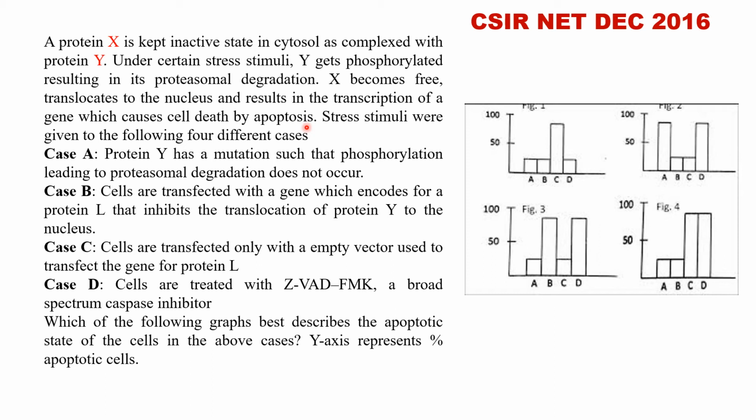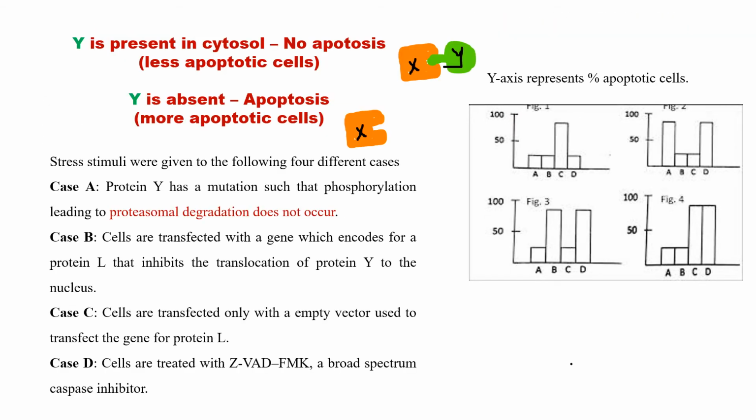So here 4 cases are given. We have to find which graph is correct for the percentage of apoptotic cells based on these 4 cases. So here the y-axis is the percentage of apoptotic cells. We know that protein X can act as a transcription factor that can go inside the nucleus, and that will lead to transcription of some genes and apoptosis of that cell.